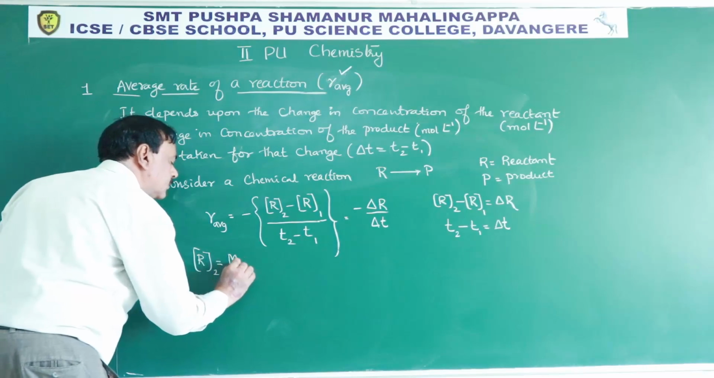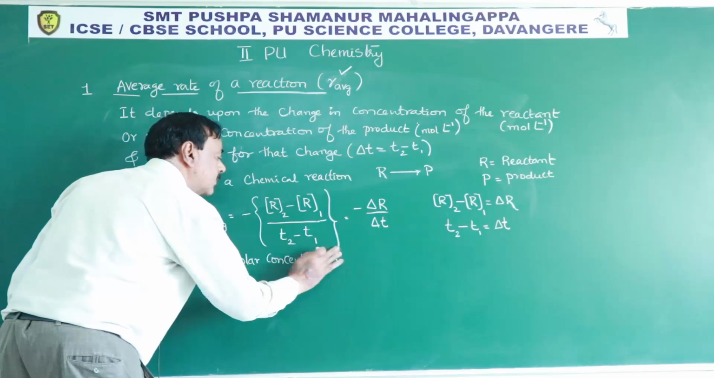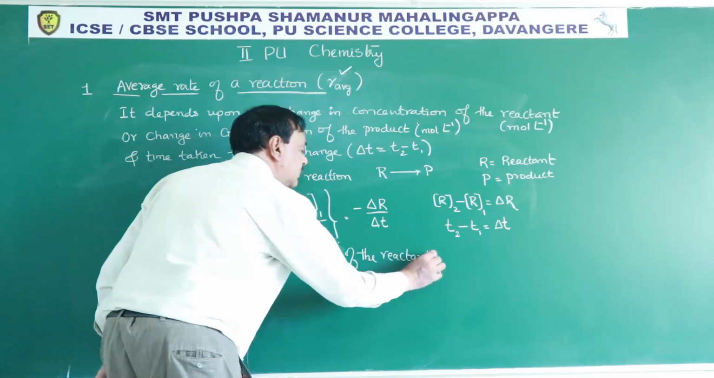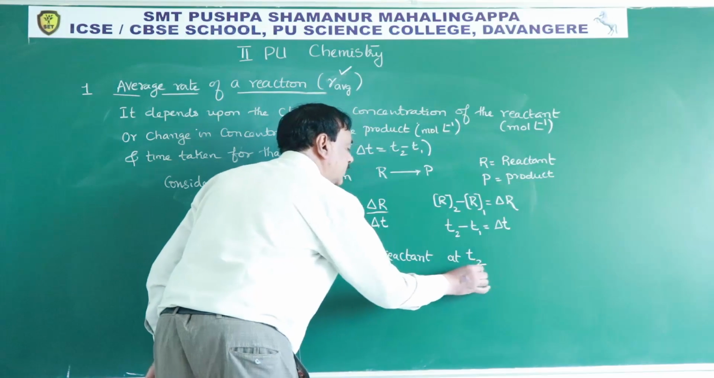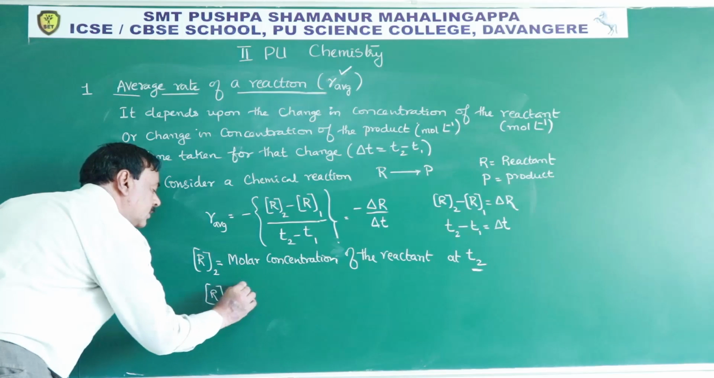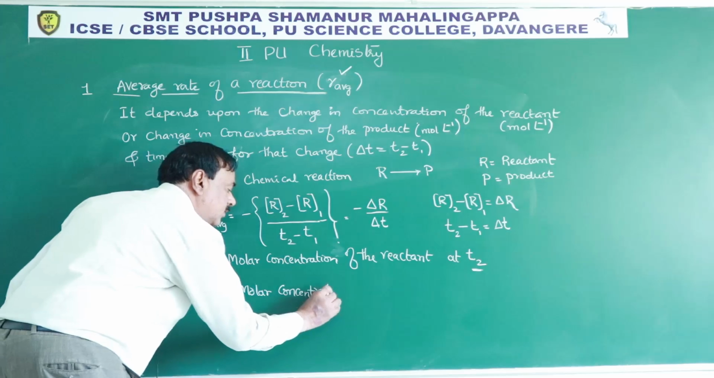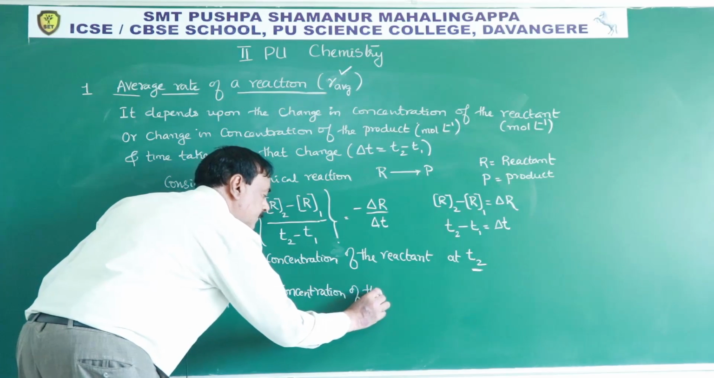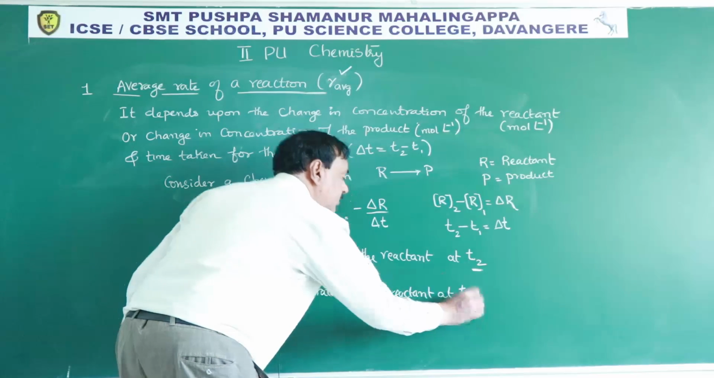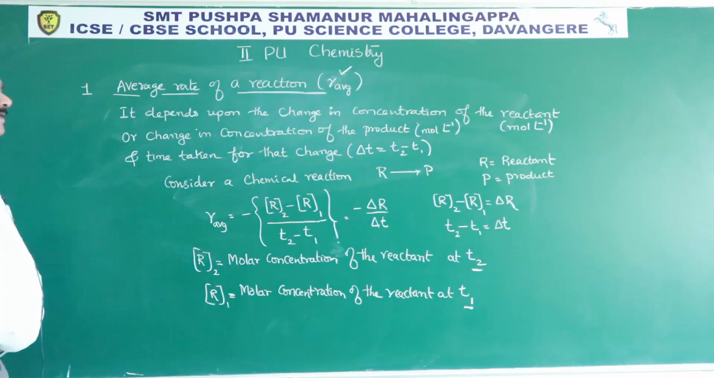R2 is equal to molar concentration of the reactant at T2, whereas R1 is equal to molar concentration of the reactant at T1. Is it clear? This is with respect to the reactant.